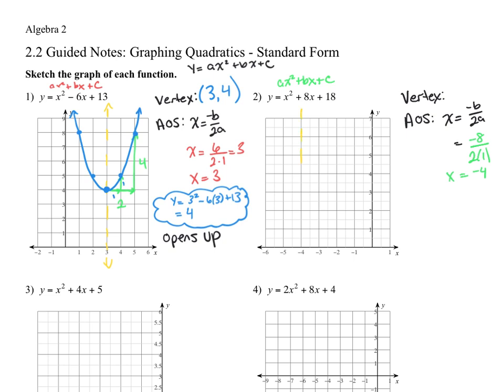So it is symmetric around this vertical line right there. Okay. We're going to steal that value. I'm going to take it up here. The vertex starts with negative 4, comma something. I don't know what that is. So I need to plug it in. So I'm going to do a little side work here. Okay. So I'm going to plug negative 4 into my equation.